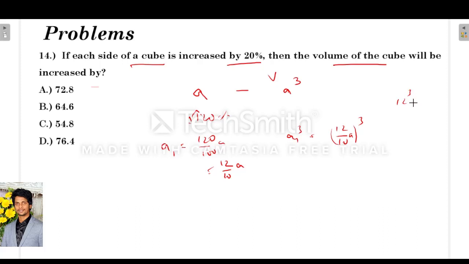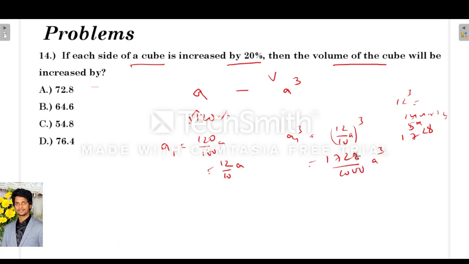So what is 12 cube? 12 cube is 144 into 12. 12 4s are 48, 12 into 1 is 12. 48 plus 4 is 52. 12 1s are 12, 7. So this is 1728 by 1000 into A cube.